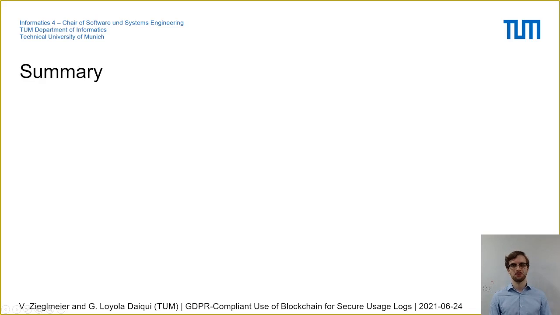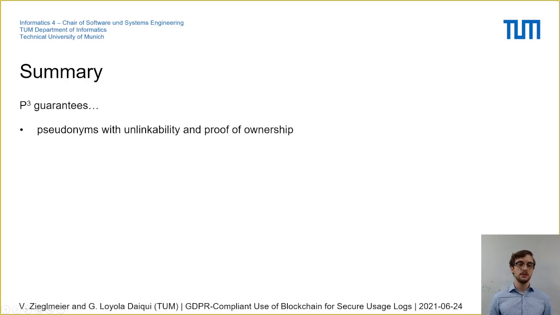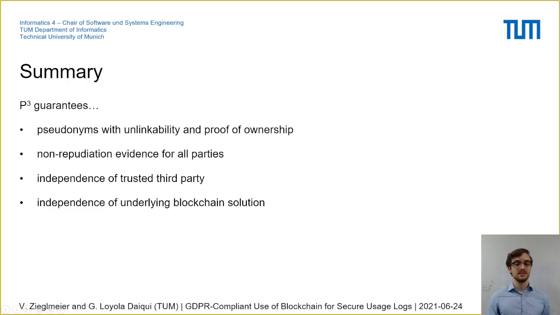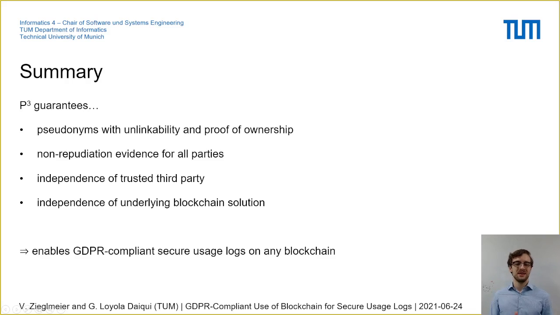Now in summary, our P3 system guarantees pseudonyms with unlinkability and proof of ownership, non-repudiation evidence for all parties. Now pseudonyms with unlinkability and proof of ownership, they enable the right to erasure and rectification as required by the GDPR, and this non-repudiation evidence, it enables accountability for the usage log. Third, we have independence of a trusted third party and independence of the underlying blockchain solution, which means any blockchain can be used. In summary, or in short, P3 enables GDPR-compliant secure usage logs on any blockchain.